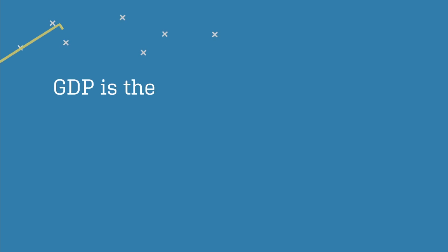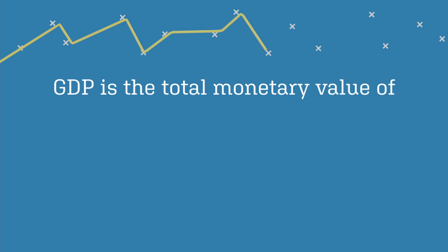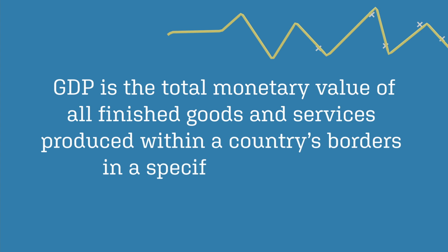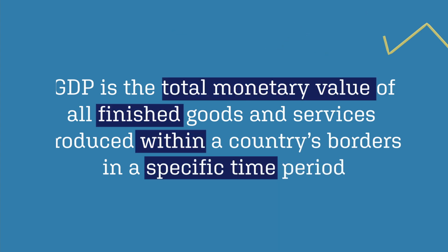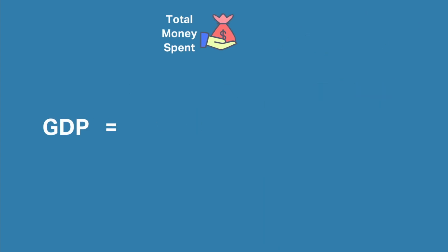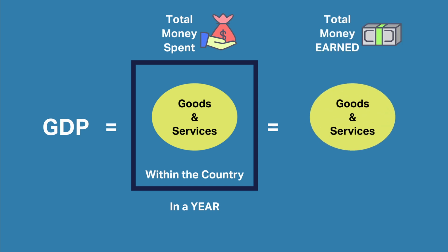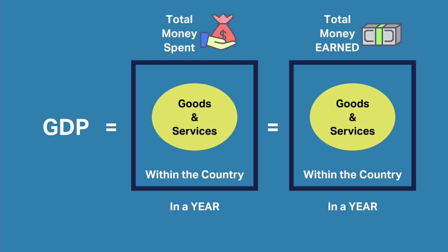It is defined as the total monetary or market value of all finished goods and services produced within a country's borders in a specific time period. So to simplify, GDP is the total money spent on all goods and services produced within the country during that particular year. Or alternatively, it can also be defined as the total money earned by selling those goods and services within the country during that particular year.